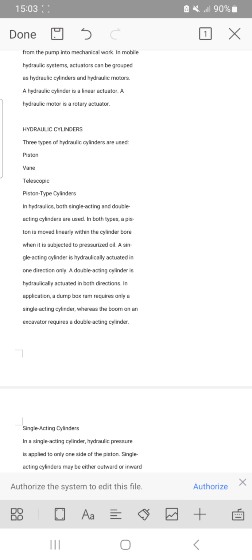A single acting cylinder is hydraulically actuated in one direction only. A double acting cylinder is hydraulically actuated in both directions. In application, a dump truck body requires only a single acting cylinder, whilst the boom on an excavator requires a double acting cylinder.